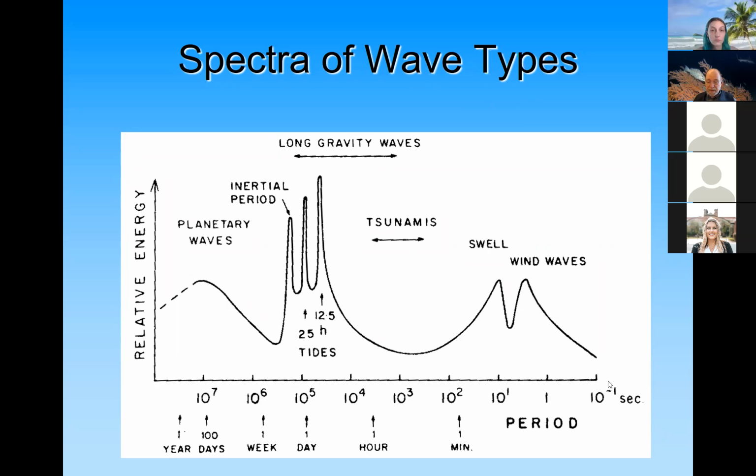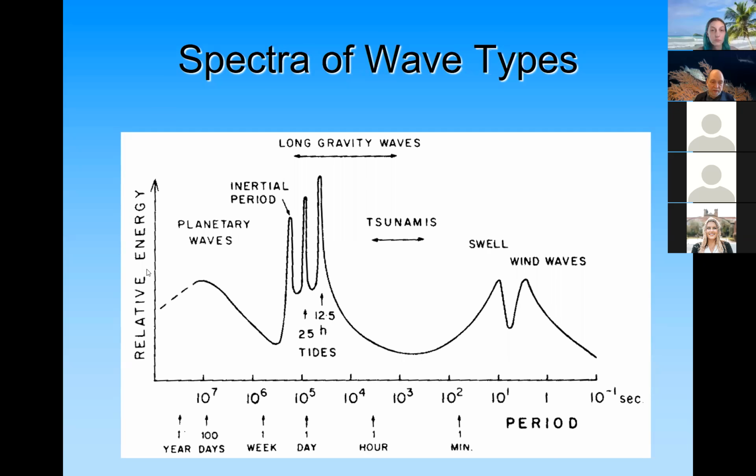On the x-axis, we have periods. These are a measurement of time, in exponential form. It starts out with very long wavelengths, and then the periods get smaller and smaller from left to right. So here we have a year, 100 days, a week, a day, an hour, a minute, a second. These are the periods with respect to seconds. So a second is 1, and then we increase in period as we go toward the y-axis.